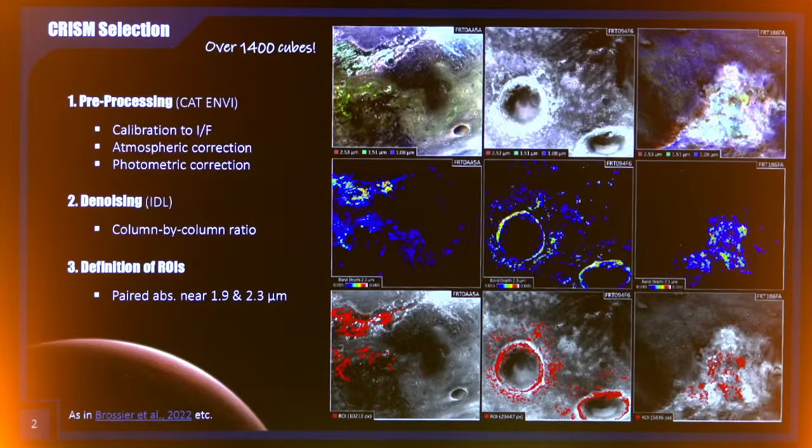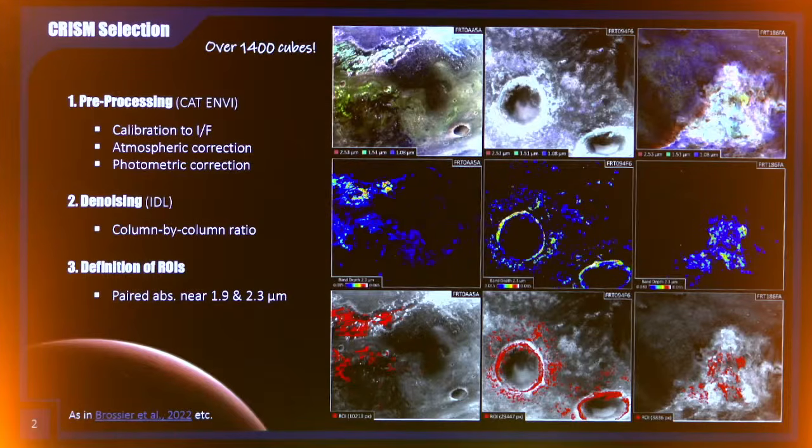So the idea here was to collect the maximum of data to retrieve those ferromagnesian clays, their signatures. For this we use the CRISM data. CRISM is now retired, so we have no more new data, but we still have a ton of data to use and investigate. So what we did is the usual pipeline: the pre-processing, the calibration, the correction, etc. And then we have this denoising, which is very important to add, because the problem with CRISM is that most of the data are very, very noisy. That can be a nightmare sometimes.